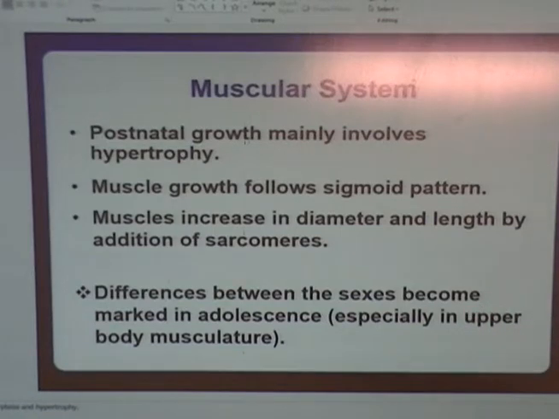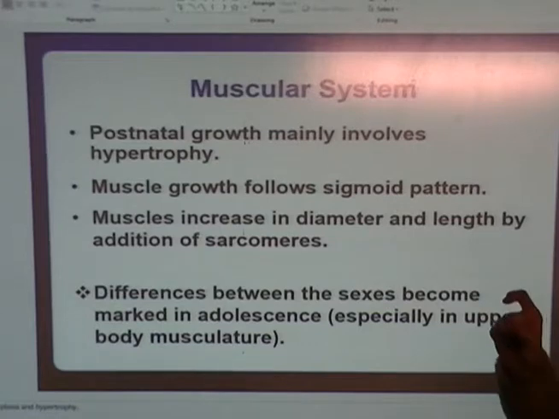Right? So as with the other systems, we see a typical S curve for the development of the muscular system, so rapid growth during the first and into the second year, and then steady growth until the individual hits puberty. And then remember that the skeletal system grows first, and then the muscular system follows on once the skeleton has got bigger, right?